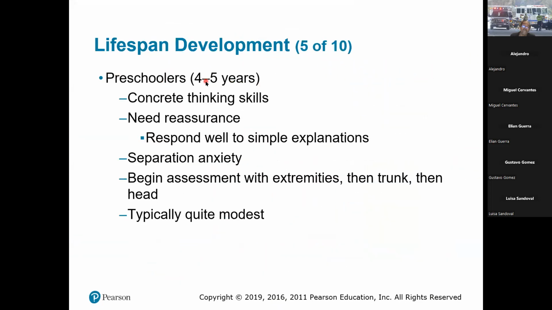Okay, preschoolers, 4 to 5 years of age, they have concrete thinking skills, need reassurance, respond well to simple explanations. You have also separation anxiety. Begin assessment with extremities, then trunk, then head. Whenever you're doing your patient assessment on kids, you start from the feet, instead of head to toe like in adults, it's toe to head. You go backwards, only because, well, they don't know you and you're touching them. They're typically quiet and modest themselves also.